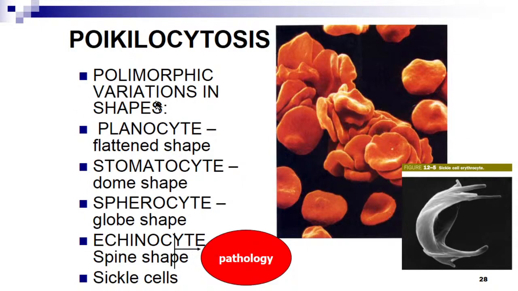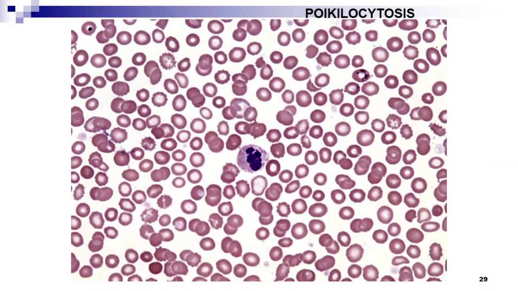And also we have seen planocytes, flattened shape. Spherocytes, globe shape. Echinocytes, spine shape. And sickle cells, like in sickle cell anemia, a pathology we will see after a minute. Look at this one, this is an example of poikilocytosis, a process we identified in the blood smear.